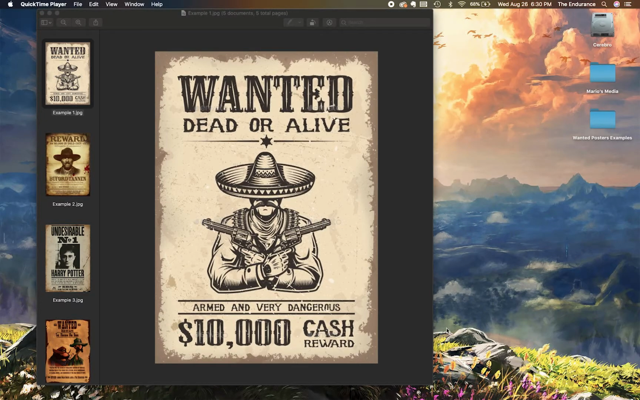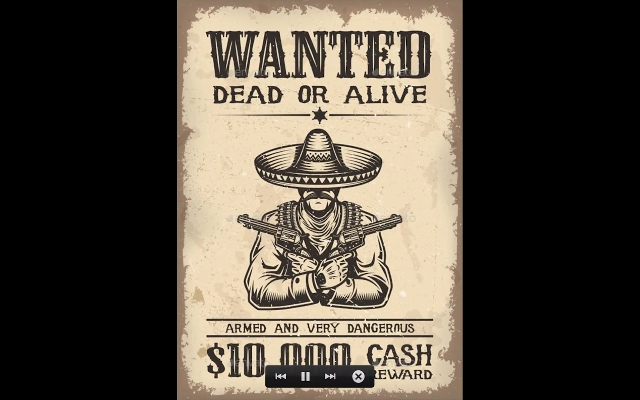Wanted posters were created in the Old West to warn residents and local people about people that the police officers found dangerous, like bandits or thieves, stuff like that, outlaws, etc. Okay, so if we start looking at these examples, I'm going to go ahead and full screen this.